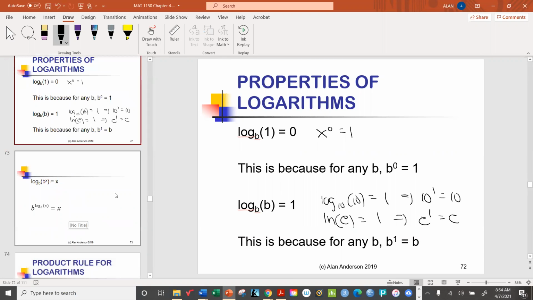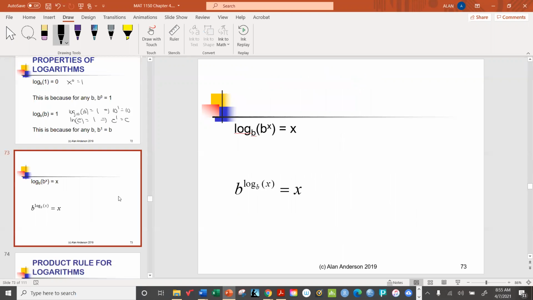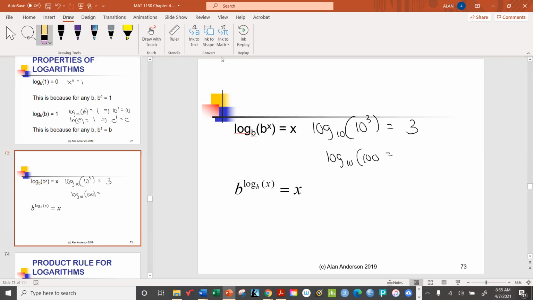Okay, here's another one. The log base b of b to the x power is just x. So in other words, this would be the same thing as saying the log base 10 of 10 cubed is 3. And it should be clear, because this is the same thing as log base 10 of 1,000, because ten cubed is 1,000.